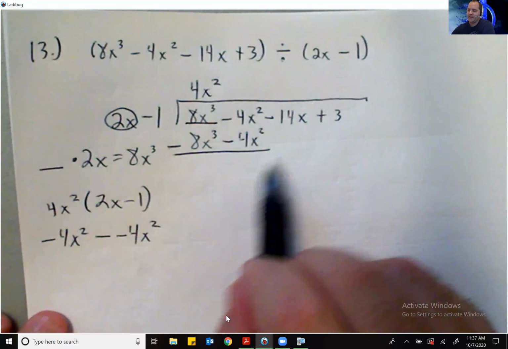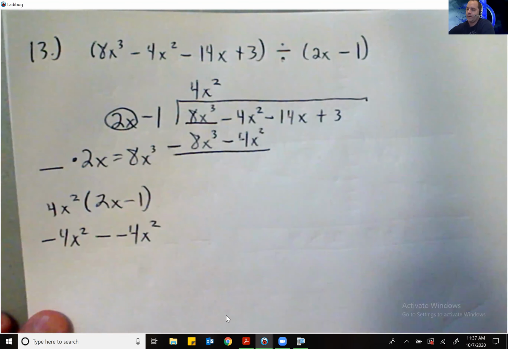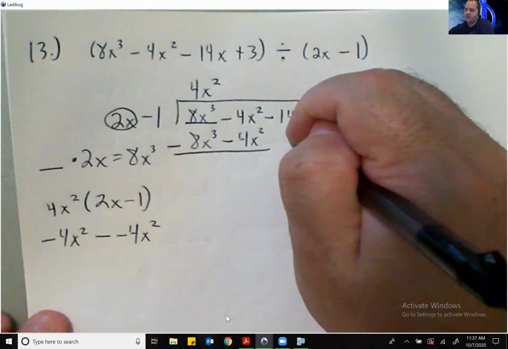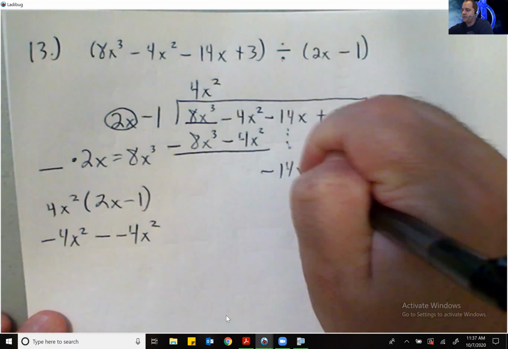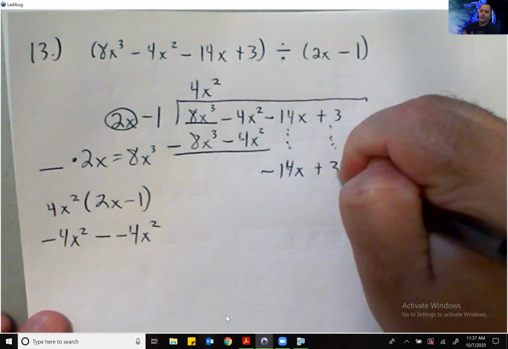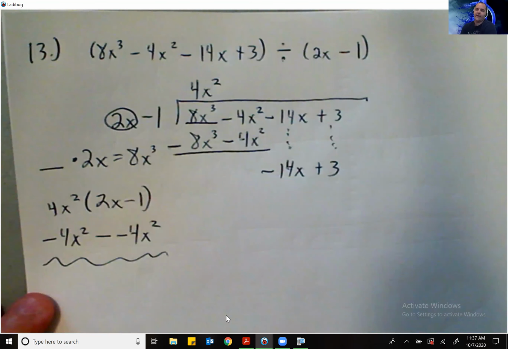So what do we do with this piece? The negative 14x plus 3. Bring it down. Bring it on down like Tetris. Done. All right. And repeat. So who are we getting rid of now?